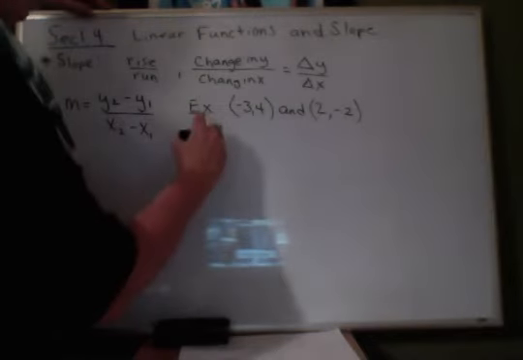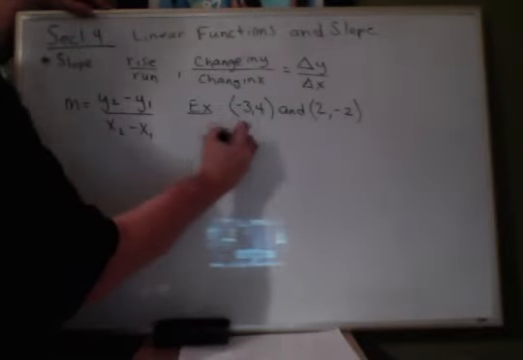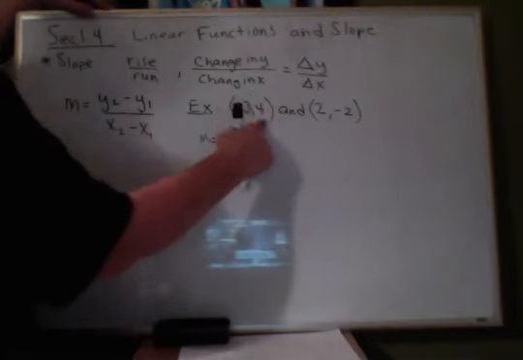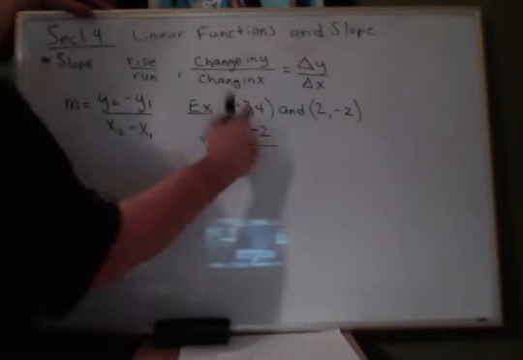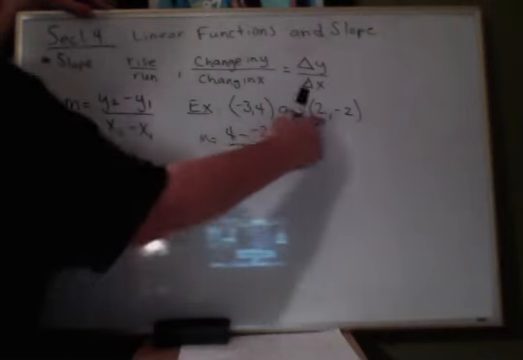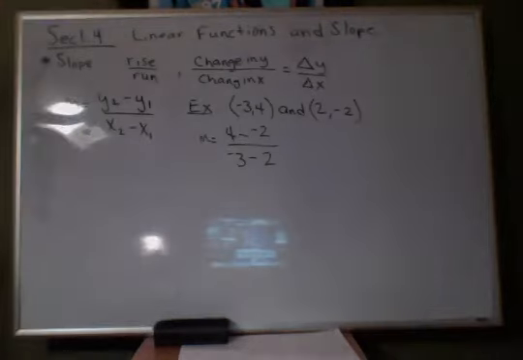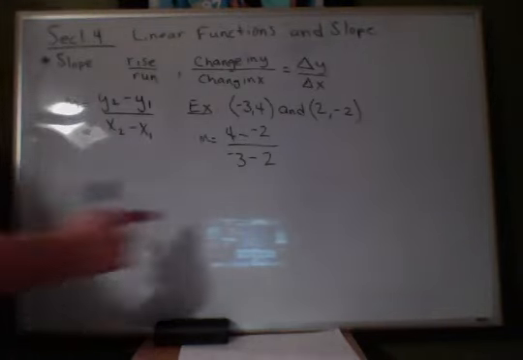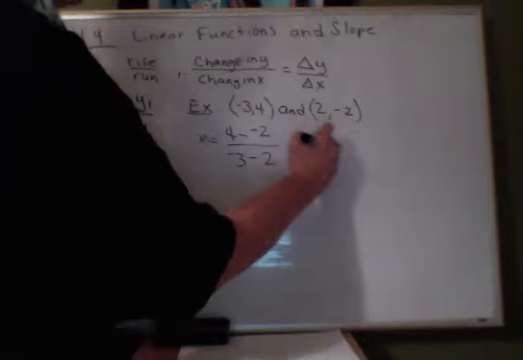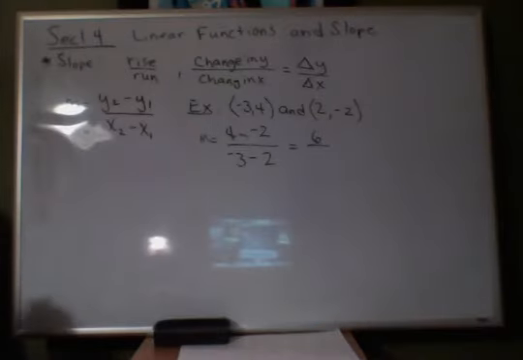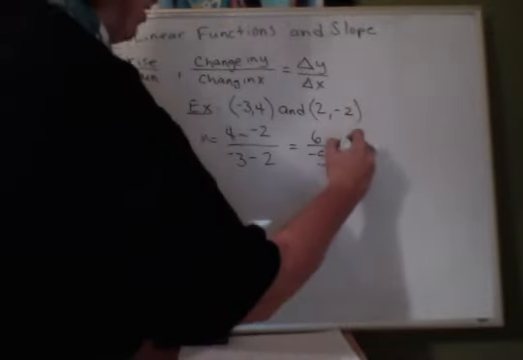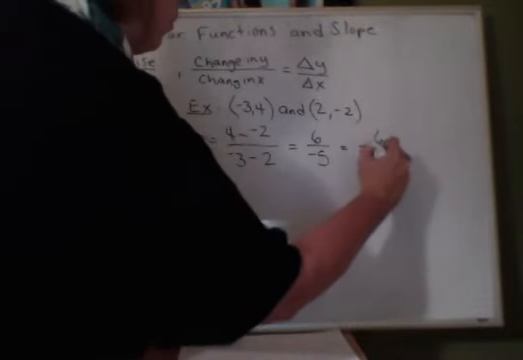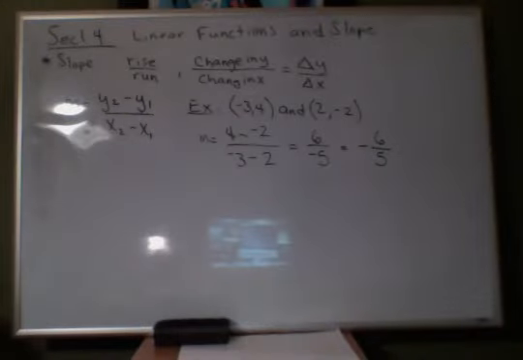So in this case, I might consider saying I'm going to do 4, which is y2, minus y1, which is negative 2, over negative 3, x2, minus x1, which is positive 2. So it would look like this. But we know that subtracting a negative is the same thing as adding a positive. So 4 minus negative 2 is 6. And negative 3 minus 2 is negative 5. And I would probably actually even rewrite that a little bit with the negative there in the middle. So we have a slope of negative 6/5.